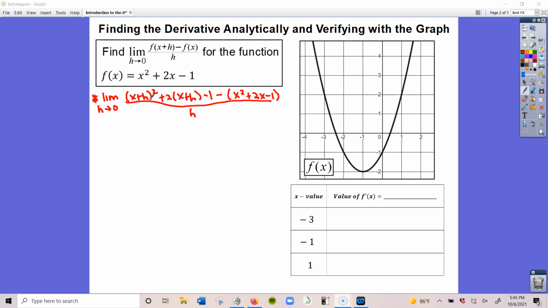Now what we're going to do is we're going to work this out. So in the numerator, we have a lot going on. So we're going to have to expand it and combine like terms. So x plus h squared, that's when you take x plus h times x plus h. Now I'm going to continue working this out and I'll come back to this later. I'm going to distribute this 2. So that will be plus 2x plus 2h. Then the minus 1.